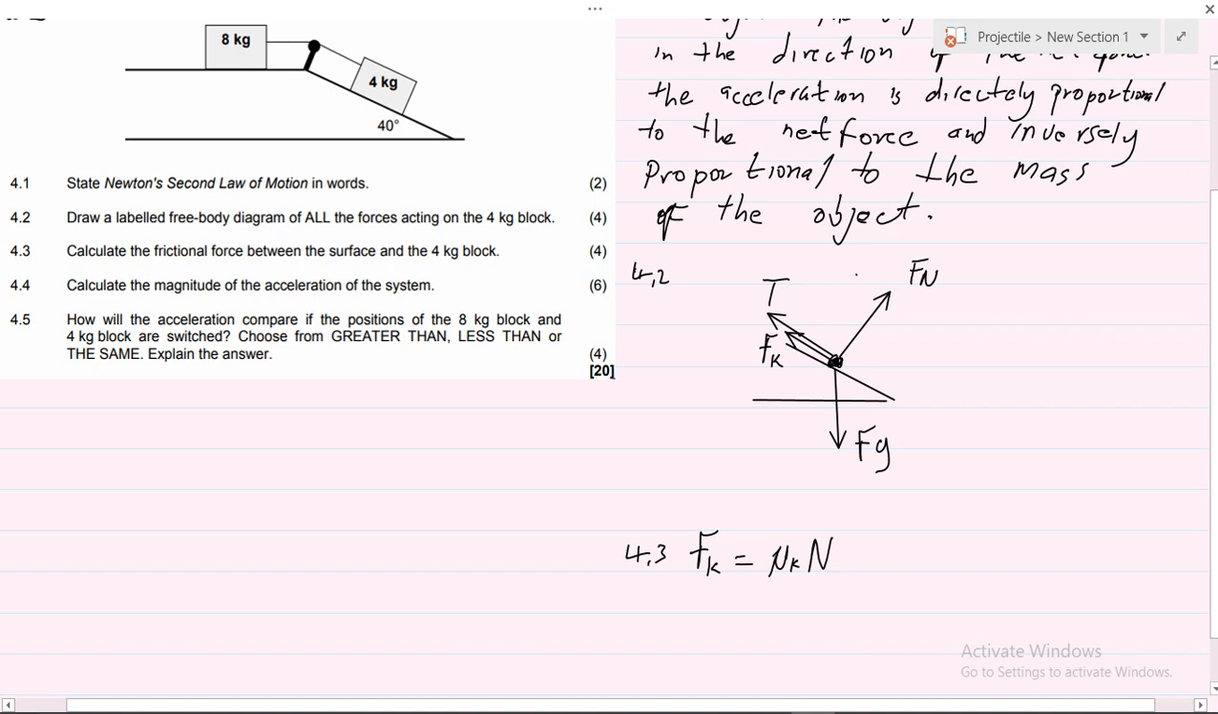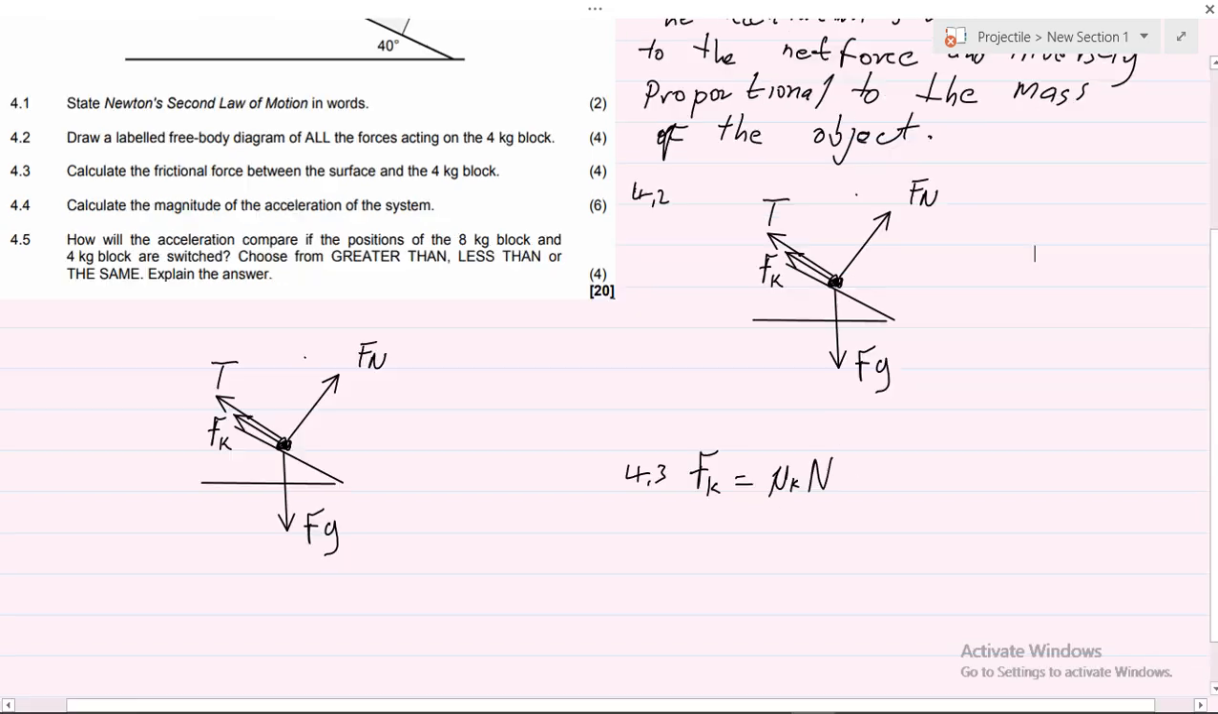Okay, I think we need to let me just quickly copy this, ladies and gentlemen.